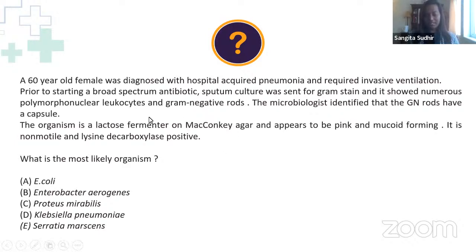So it's a lactose fermenter on MacConkey agar, pink and mucoid. They are non-motile and lysine decarboxylase positive. It is definitely not the other organisms, and here it is a lactose fermenter, non-motile, and pink and mucoid. So it is definitely Klebsiella pneumoniae.